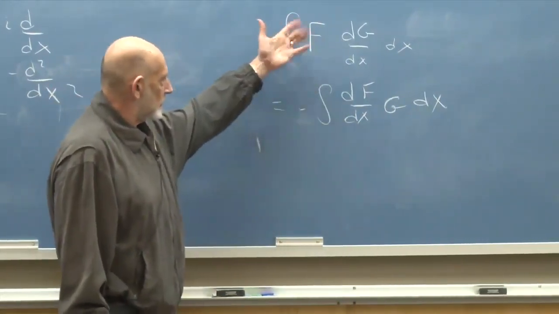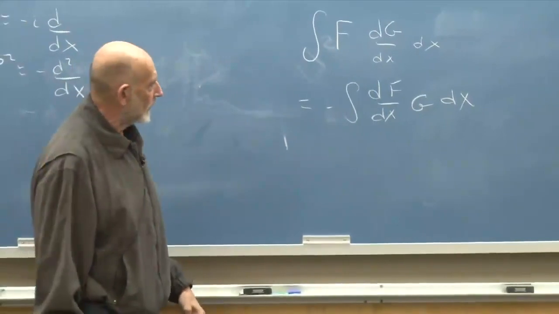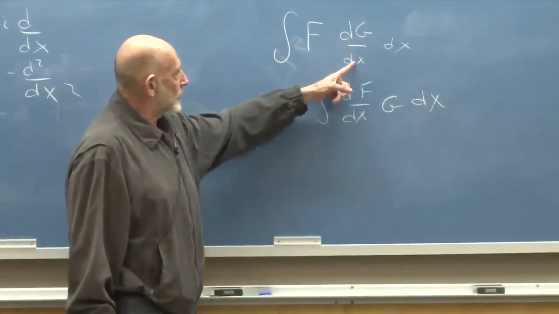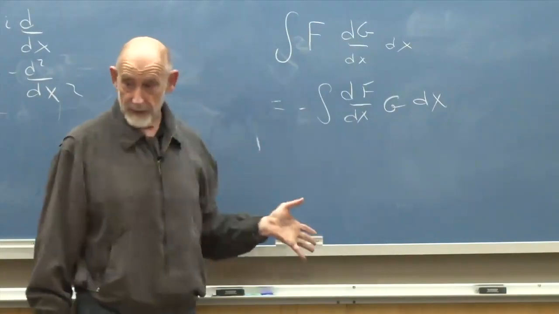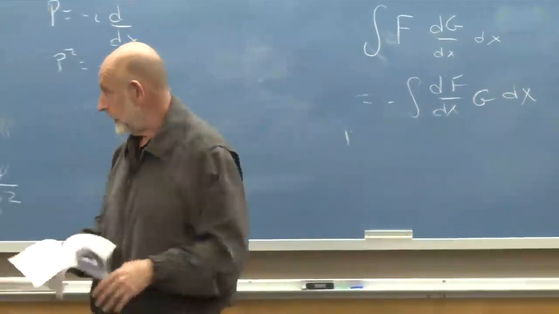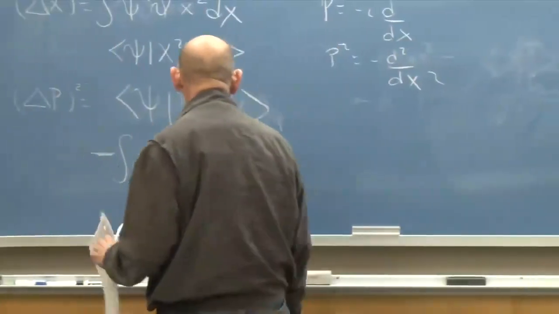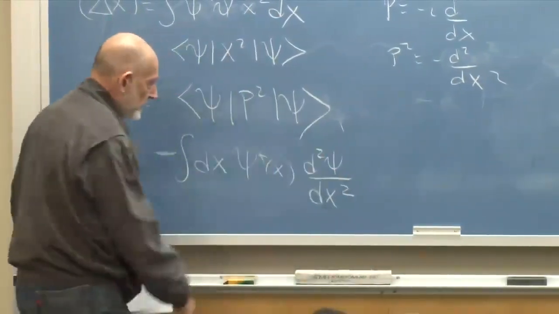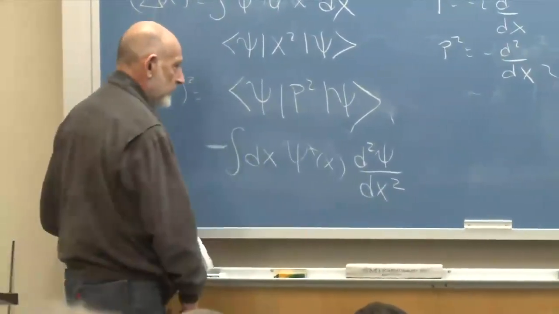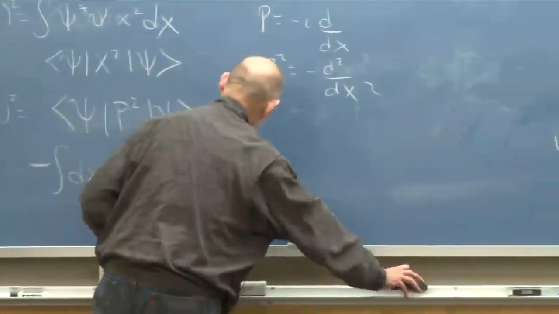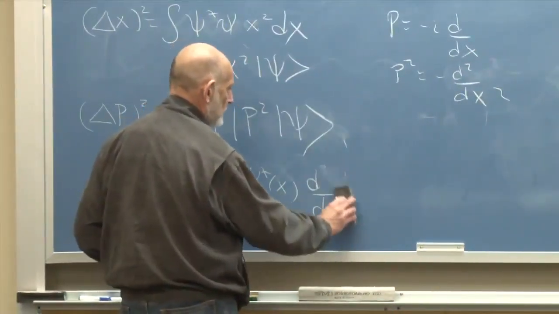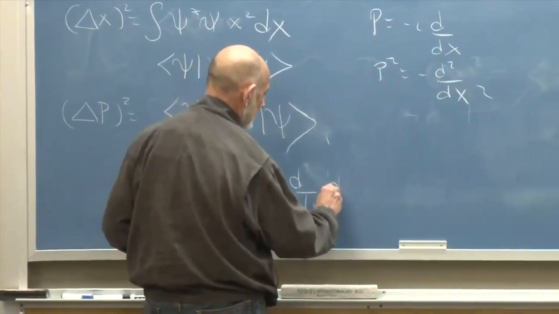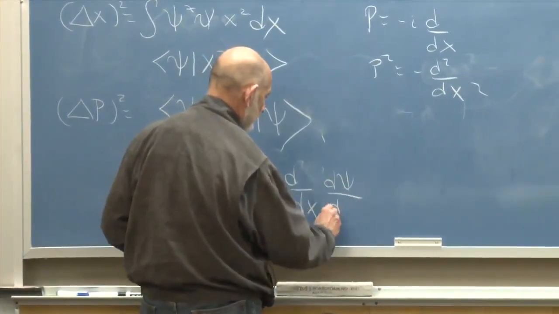All right, but just look at the structure of it, because we'll use it over and over. You can switch the derivative from one factor to the other factor at the cost of a minus sign. All right, that's the basic rule. Okay, so this is the second derivative. The second derivative is also, of course, a first derivative. Namely, it's the first derivative of the first derivative, d psi by dx.